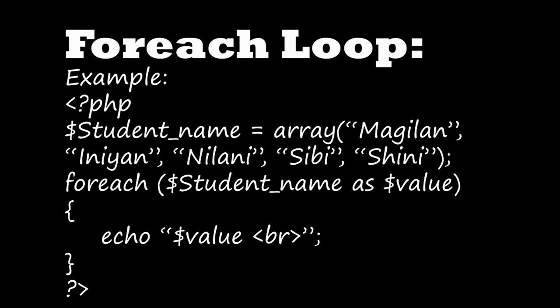First we have opened the PHP tag, and then student name is equal to array of, and they have given Maglini, Nalini, Nilani, Sibi, Shini, like this they have given some names. These are arrays. Inside this array they have given names, and for each we are writing the foreach loop here. Inside that we are giving student name as value. Then inside the brackets we write whatever statements we want to be executed or displayed, and then the PHP code has been entered.